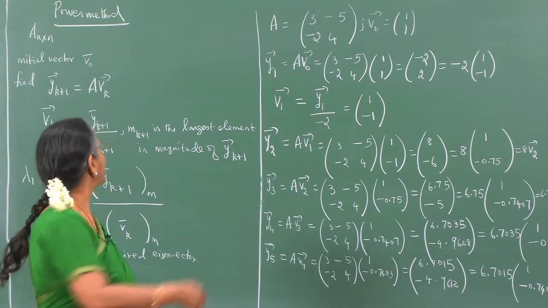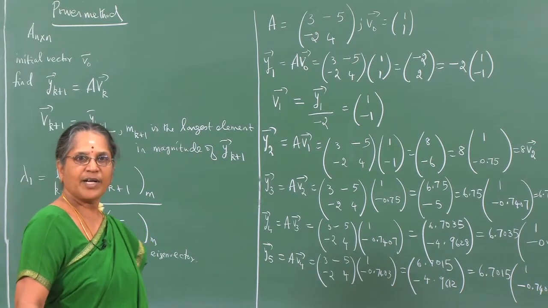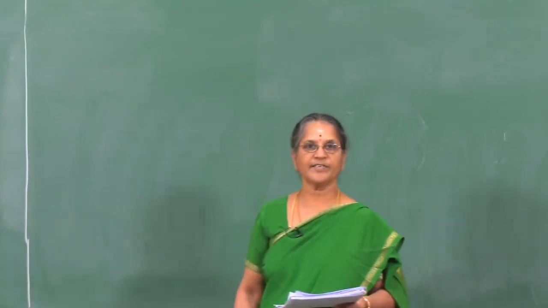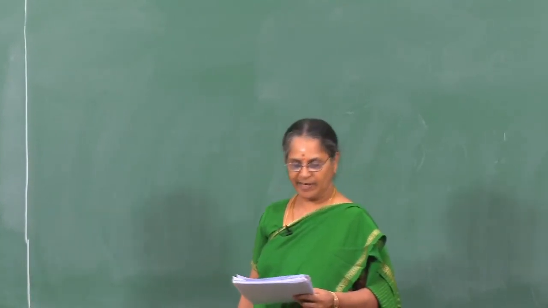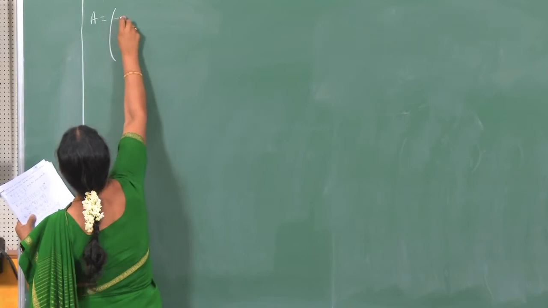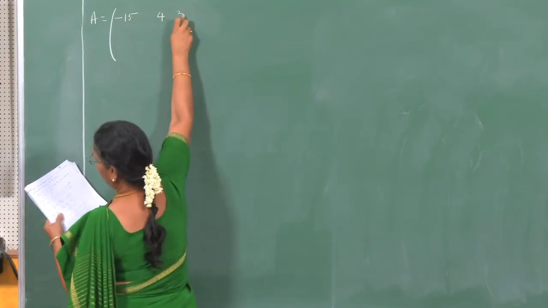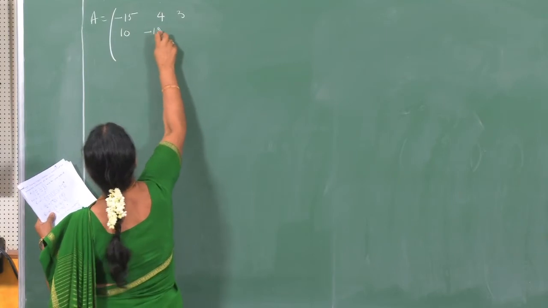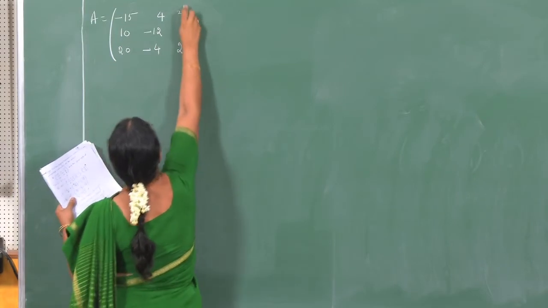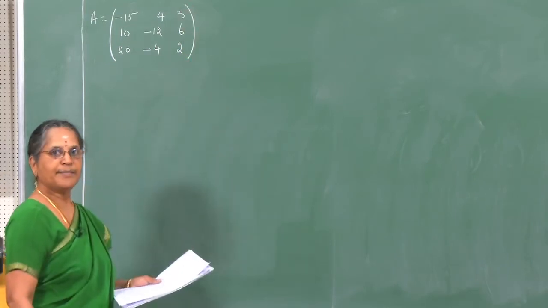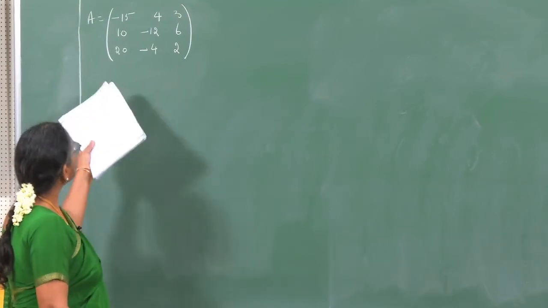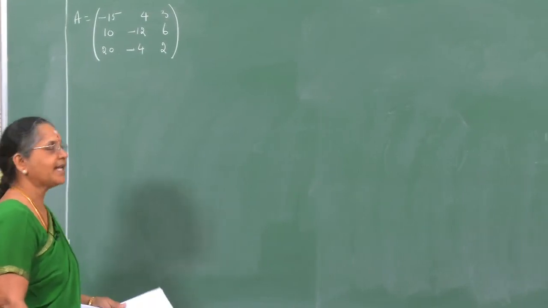So, let us now take a 3 by 3 matrix A and then work out the details. The problem is to find the largest eigenvalue in modulus and the corresponding eigenvector of the matrix A, which has elements minus 15, 4, 3, 10, minus 12, 6, 20, minus 4, 2, and we are asked to obtain the dominant eigenvalue of this matrix by the power method numerically.